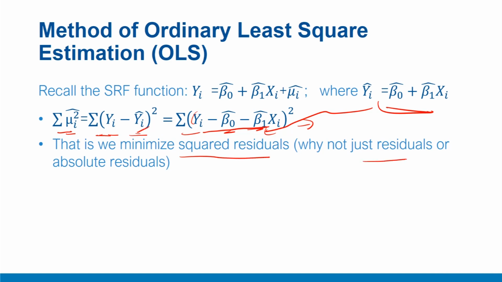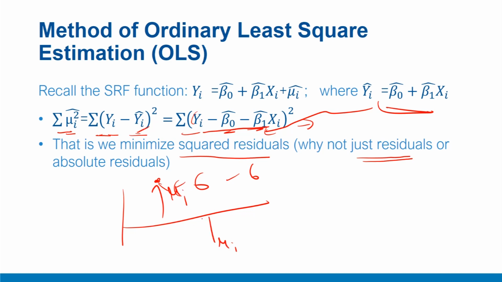The question is, why not minimize just the residuals or absolute residuals? Now talking about simple residuals, it fails to recognize the fact that large positive and negative errors, for example plus 6 and minus 6, will tend to cancel each other out. So if there are large error terms mu i and mu j, which are very large, but in the summation they tend to cancel each other out, a simple summation of residuals will ignore that.